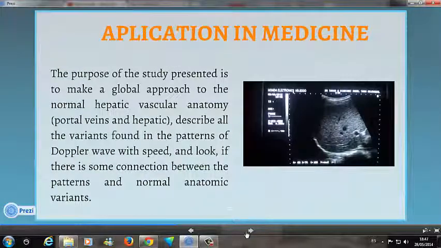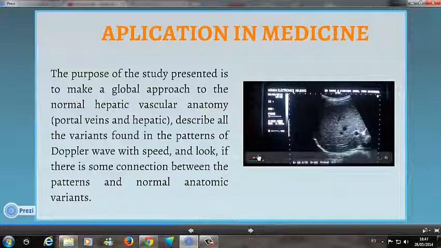Application in medicine. The purpose of the present study is to make a global approach to the normal hepatic vascular anatomy, describe all the variants found in the pattern of Doppler with speed, and look whether there is some connection between the patterns and normal anatomic variants.